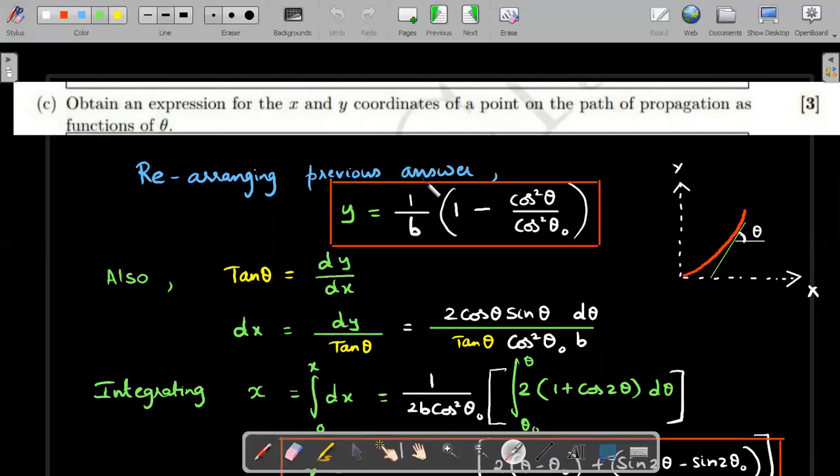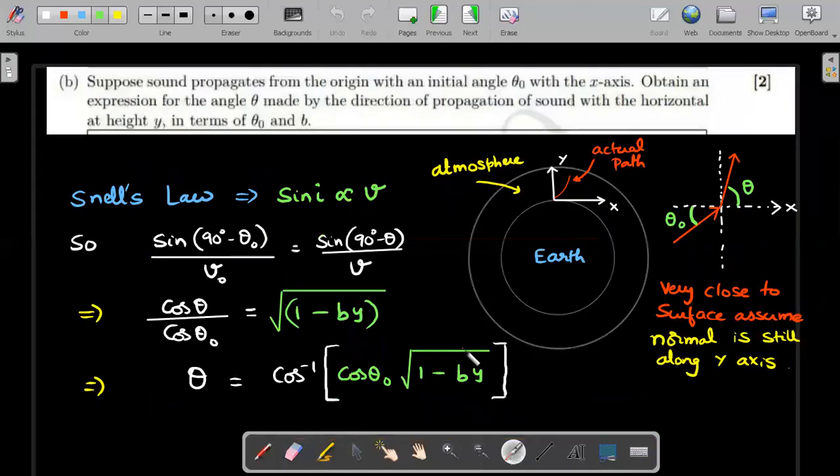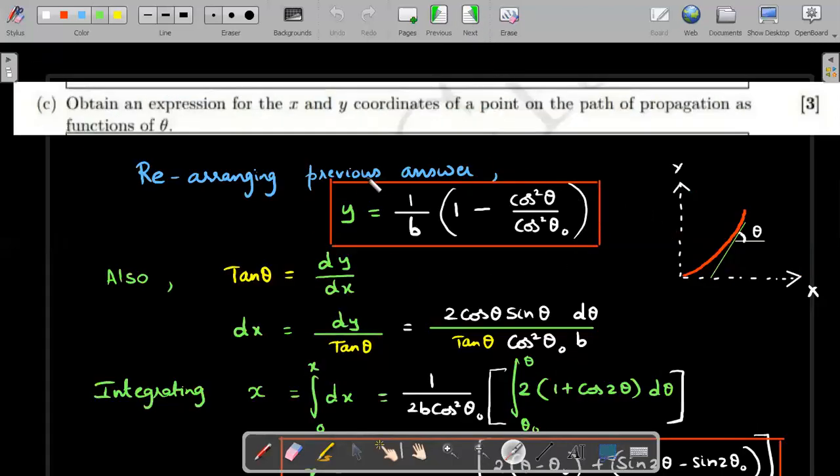Rearranging the previous answer that you got, y and theta, I'll just rearrange it. This is very simple actually. He asked theta versus y in the previous question, and now he's asking y versus theta. So you should not panic, and you should immediately write this particular answer. I just rearranged it. Then x is slightly more mathematical in nature.